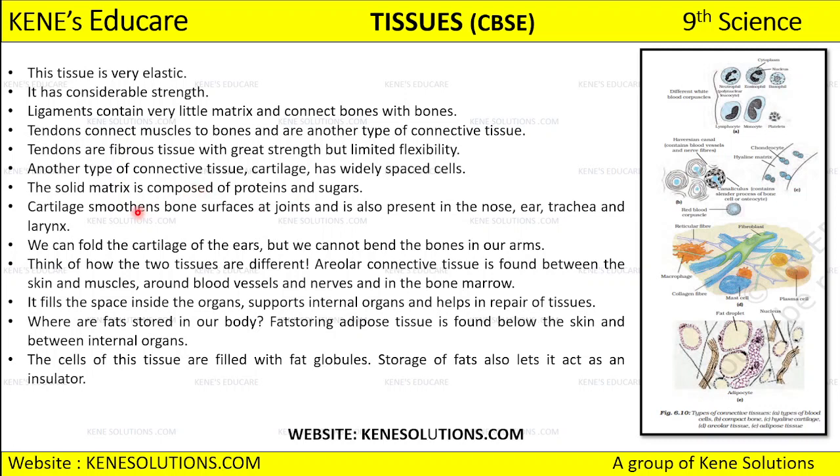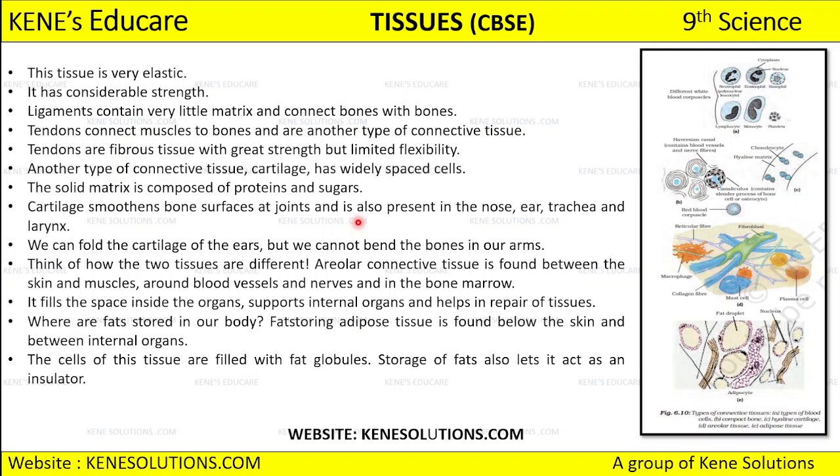So cartilage is going to smoothen the bone surface at joints, and this cartilage is also present in our nose, ear, trachea and the larynx. तो cartilage किससे बना है? First of all, it is made up of proteins and sugar. And what does the cartilage do? It smoothens the bone surface. Now at what place? At the joints. As well as this, cartilage is also present in the nose, ear, trachea and the larynx.